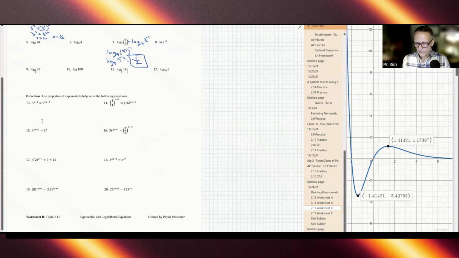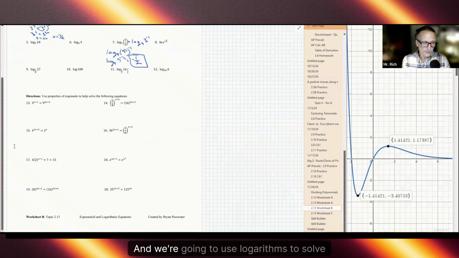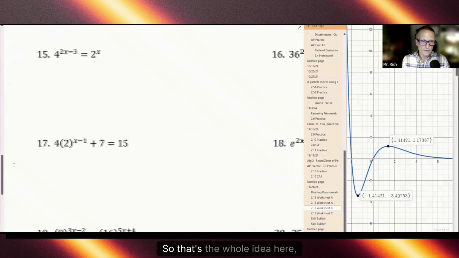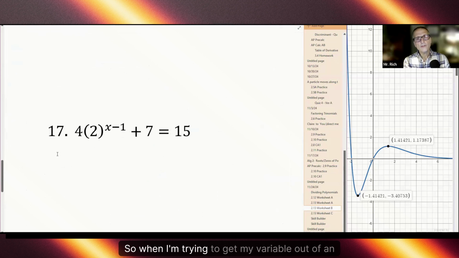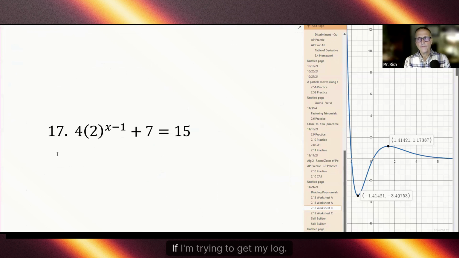Let's talk about the next section. So 213b, this part here is solving exponentials. And we're going to use logarithms to solve exponentials. Right? That's the whole idea here. We want you to understand that logs and exponentials are inverse functions of each other. So when I'm trying to get my variable out of an exponent, I use a log. If I'm trying to get my variable out of a log, I'm going to use an exponent to wipe out the logarithm. And so that's what we're doing.